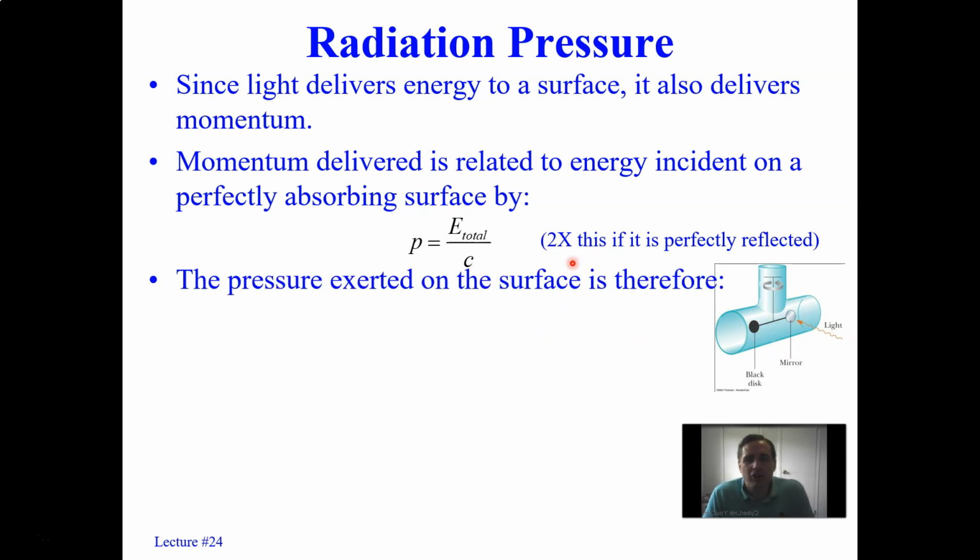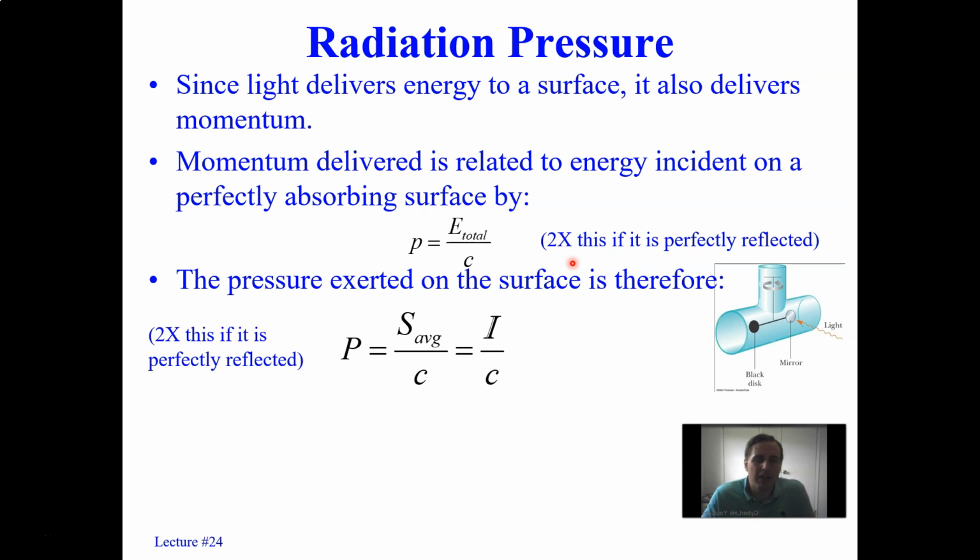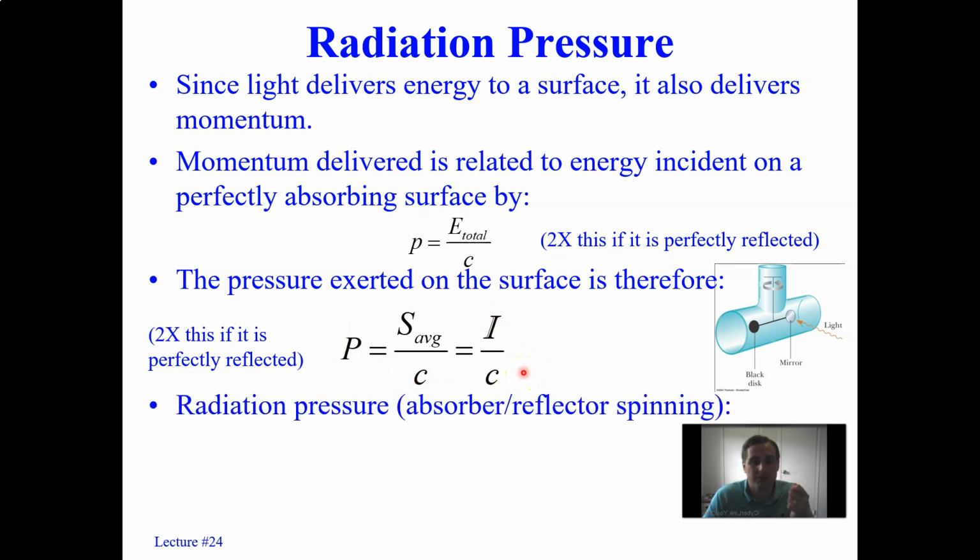The pressure exerted on the surface is therefore given by this equation. Now, this is not power, this is pressure. So pressure is going to be force per area. We have the average Poynting vector, which we know to be the intensity, divided by the speed of light, which should give the radiation pressure. Again, multiply this by 2 if you have a perfect reflector.